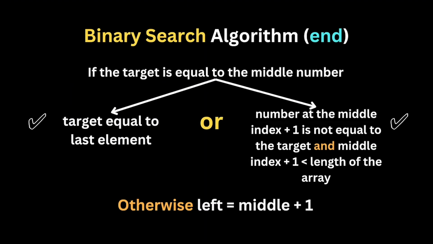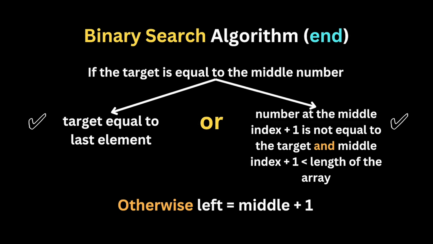The condition is that if the middle index is pointing at the end of the array, or if the number after the middle index is not equal to the target, and the middle index plus 1 is less than the length of the array. In simple terms, we check if the next number after the target is not equal to the target. Otherwise, we move the left pointer to the middle index plus 1 and repeat the same process. This means we still need to search for the end of the target.